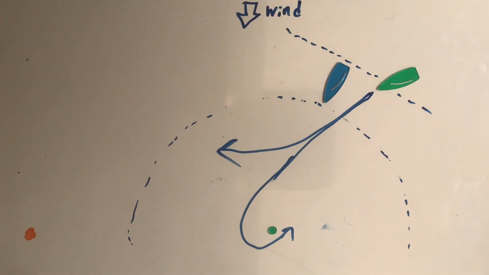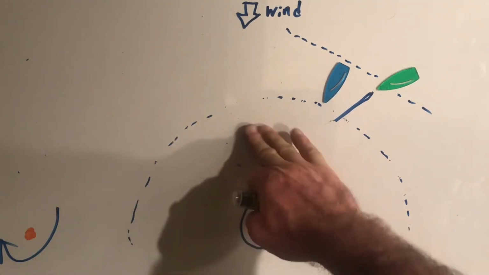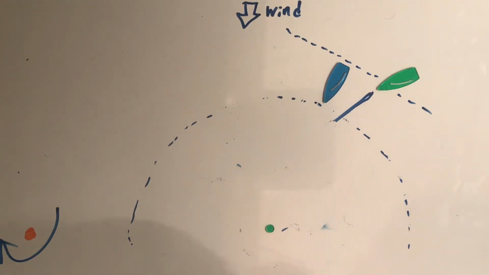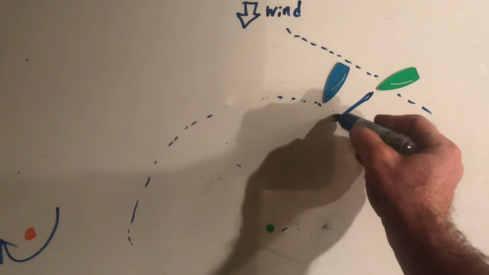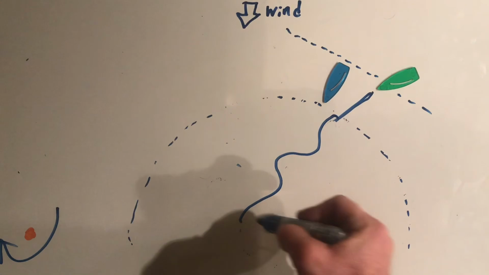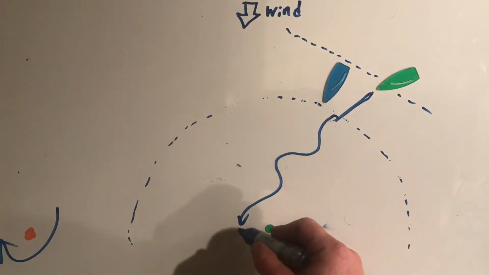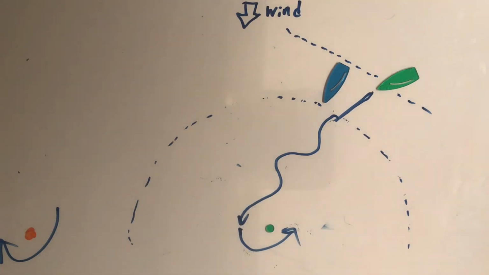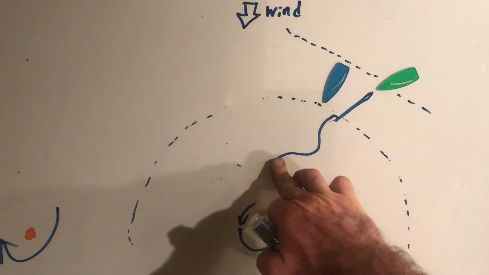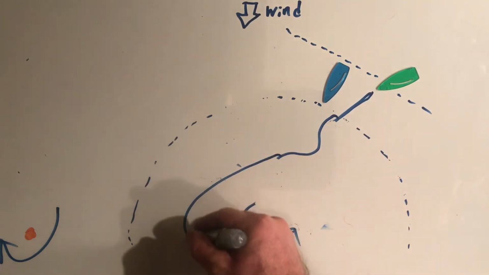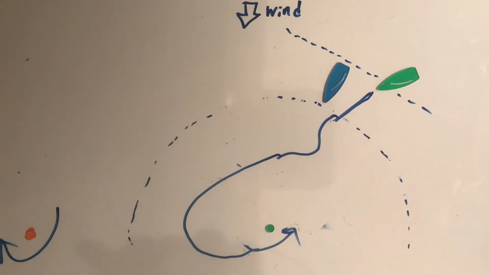Unless there is a gate mark. So if you're also allowed to round that way, then green can sail wherever they want to sail as long as they keep right of way and they allow blue to keep clear of them. So they could do something wild if they felt like it.